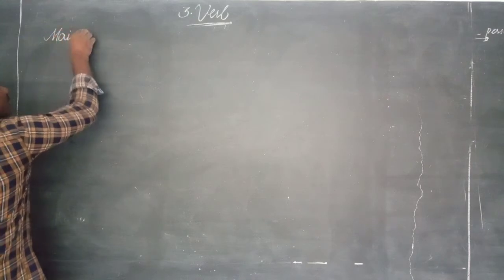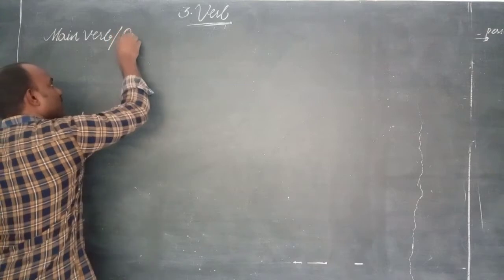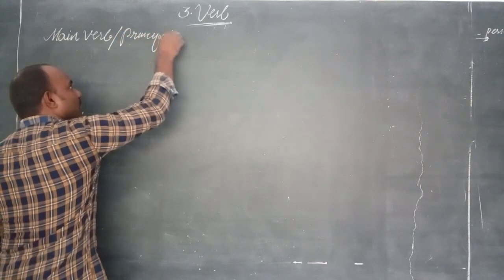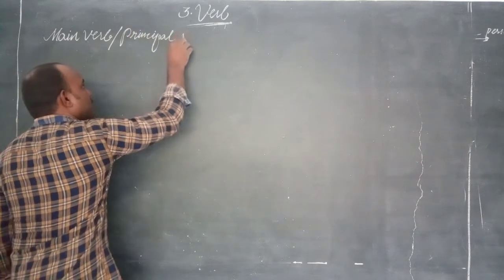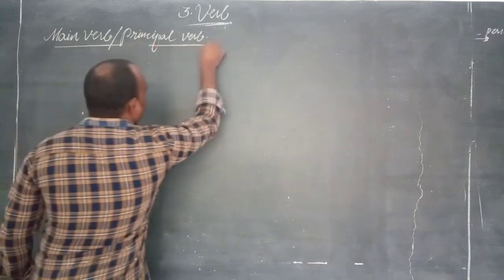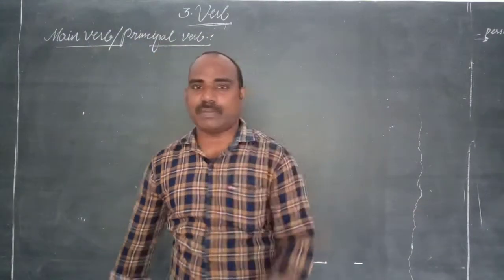Main verb, or it can be called a principal verb. Main verb or principal verb. This is the second type of verb.